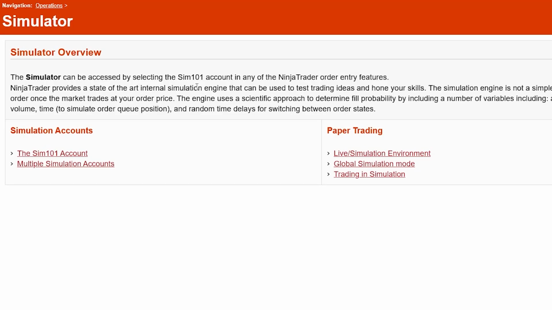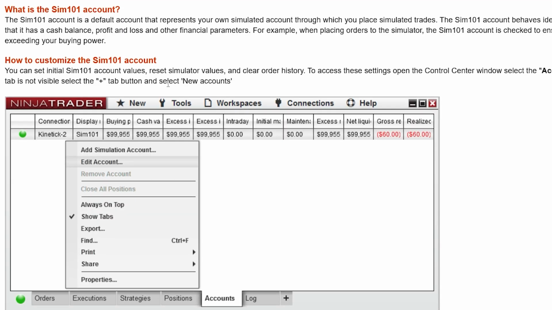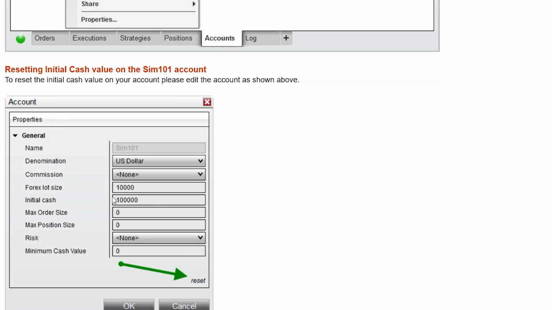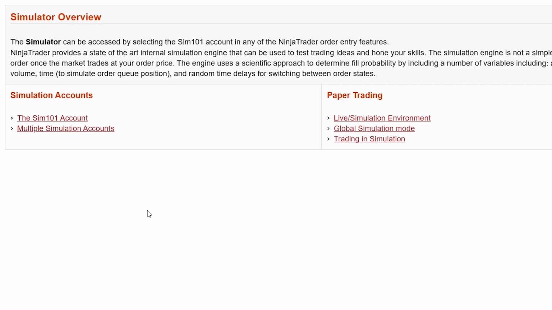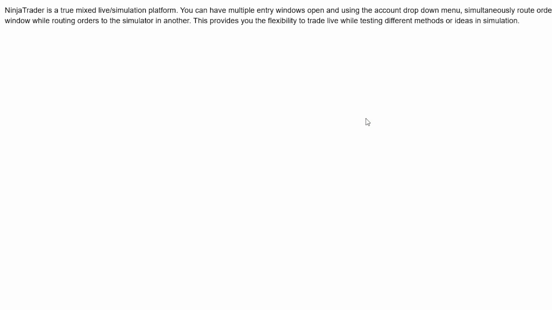Another powerful tool is the Simulator. You can access it by selecting the Sim101 account in any order entry window, but this isn't a basic simulator. NinjaTrader uses a scientific approach. It factors in ask bid volume, trade volume, time to simulate order queue position, and random time delays for switching between order states. It's as close to real market conditions as you can get without actually trading.